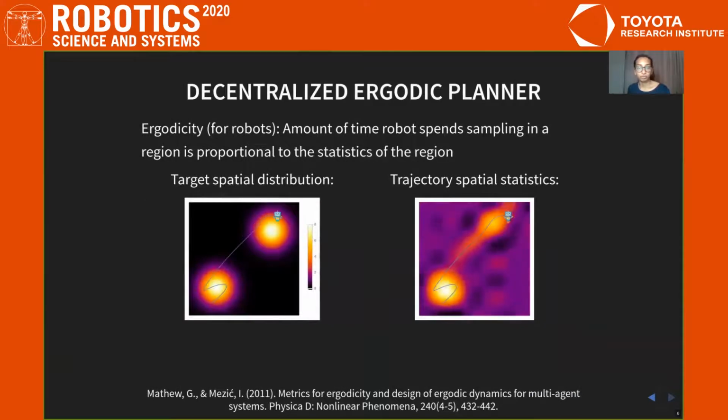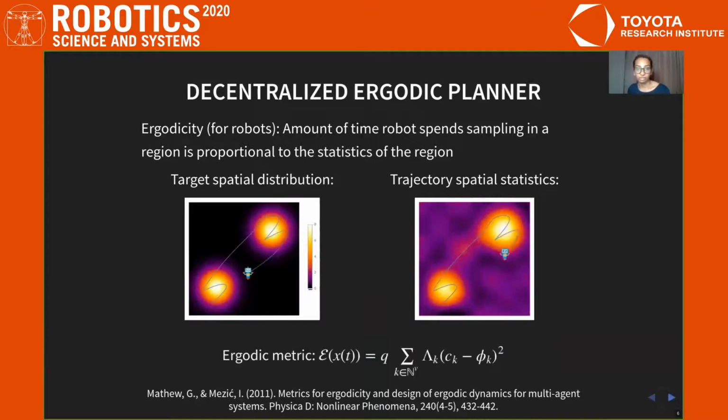So how does the swarm control formulation actually work? We use the idea of ergodic specifications in order to generate swarm behavior. Ergodicity states that the amount of time a robot spends sampling in a region in the workspace is proportional to the spatial statistics of the region. To that end, we can compare the spatial statistics of the time average trajectory to a target spatial distribution using Fourier decompositions. We define the ergodic metric as the weighted difference between them.